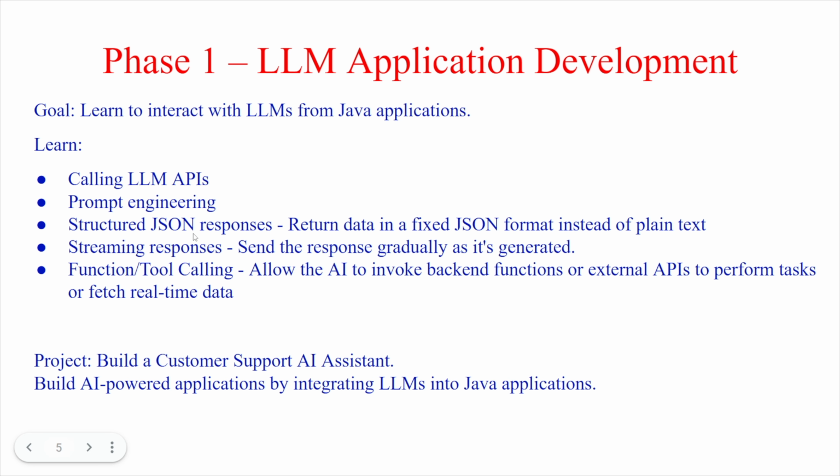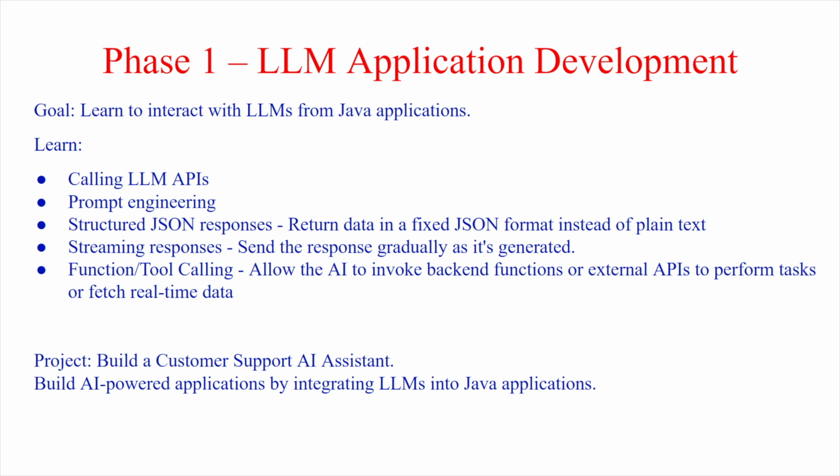Then we have to know how to give a structured JSON response. Many times your APIs expect JSON responses, while when you have a chat experience with chatbots like ChatGPT, or when you surf on a browser, they return some text or HTML kind of stuff. So you need to understand how to have the structured JSON response, which can be easily consumed by your Java APIs, and how we can interact with LLMs. The structured JSON response is where you return data in a fixed JSON format instead of plain HTML text.